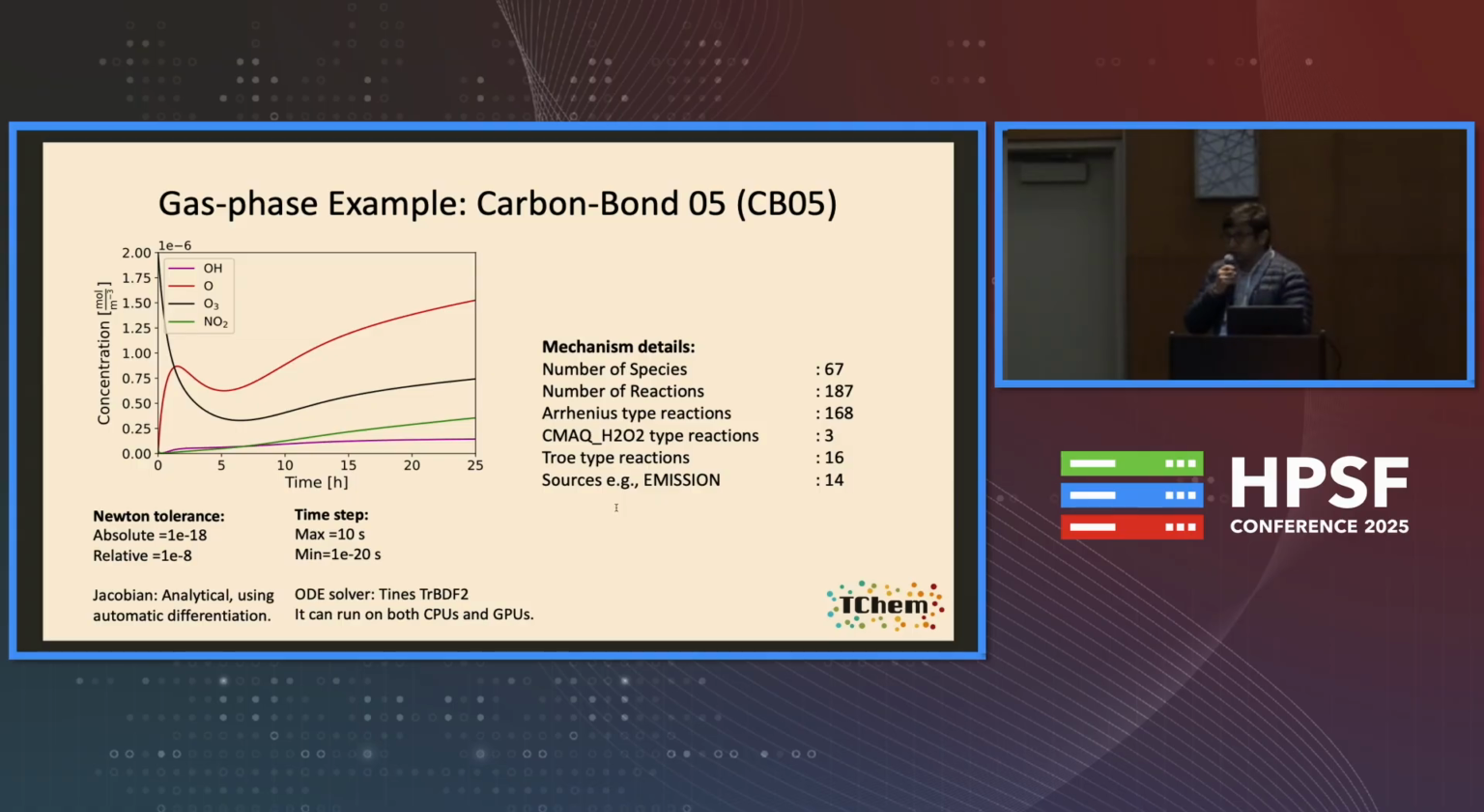So here is a typical example using our code. In this plot we have concentrations over time, so it's very simple, and we have 4 species. For this type of system we need an implicit solver, and in most of the cases we are using a BDF solver. And as I mentioned, these solvers are external to our project. In this particular example, we are using Tines.